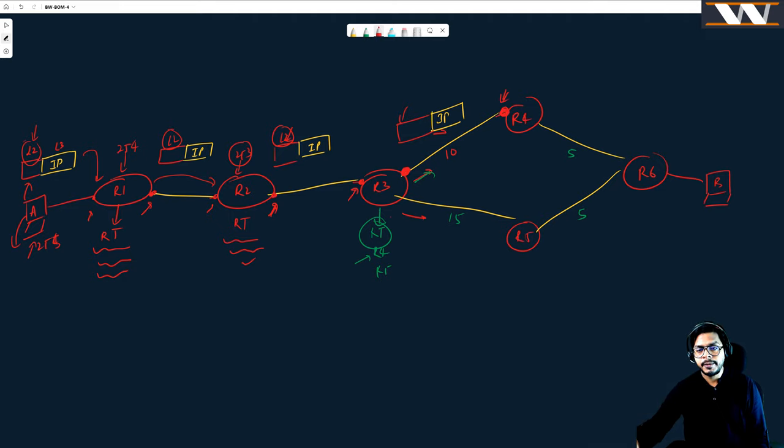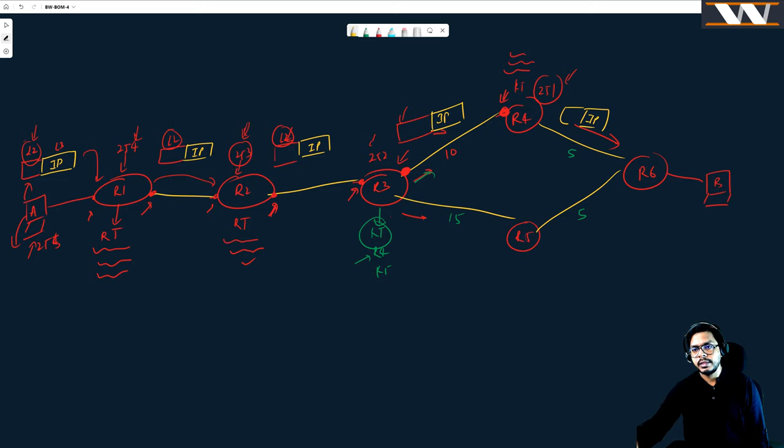As simple as that. R4 is again going to look at its routing table. There are so many things written here. It sees this packet's destination IP address and finds that to reach B, it must forward to R6. Along the way, it reduces the TTL value by one. Previously it was 254, then 253, then when router R3 did its routing it became 252, and basically it is going to be 251. As simple as that, right? 254, 253, 252, 251.